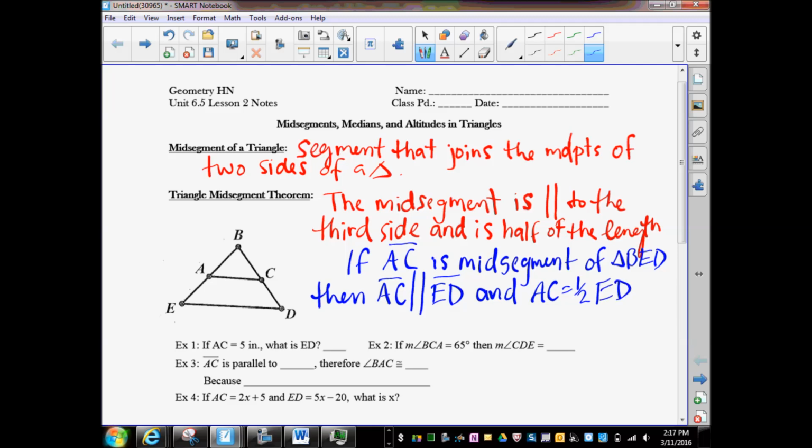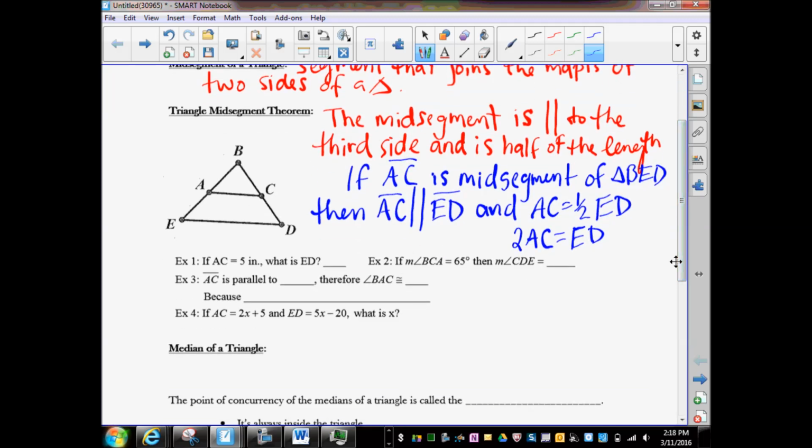We could also say that 2 times the measure of AC is equal to the measure of ED. You can think of it that way too. Alright, questions on that? Let's move through these examples then.